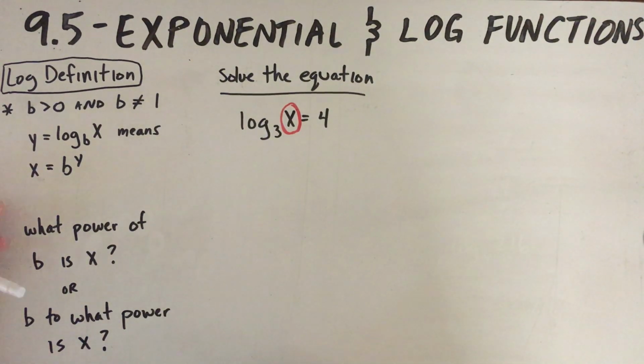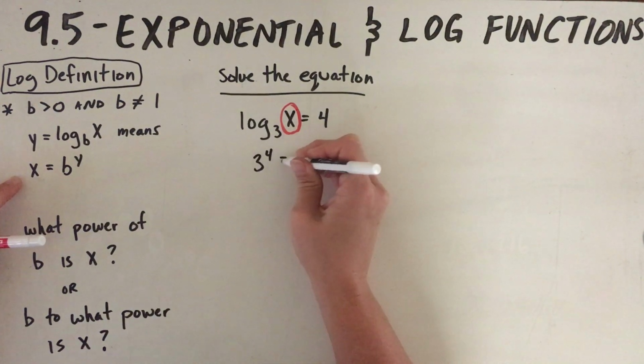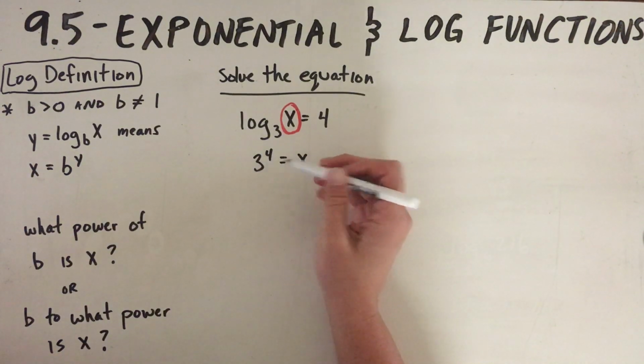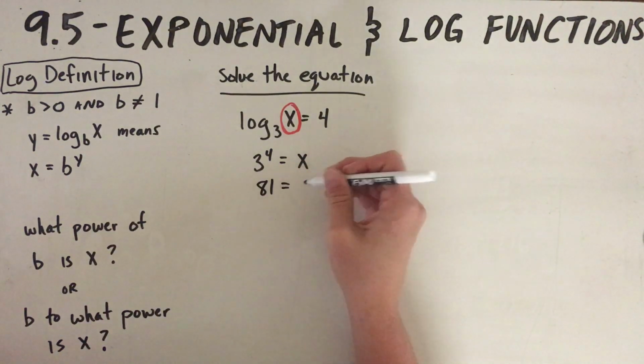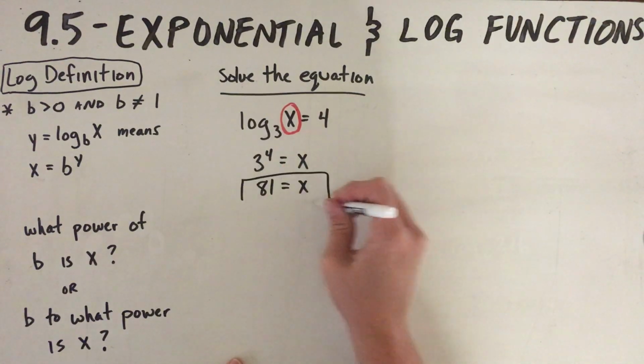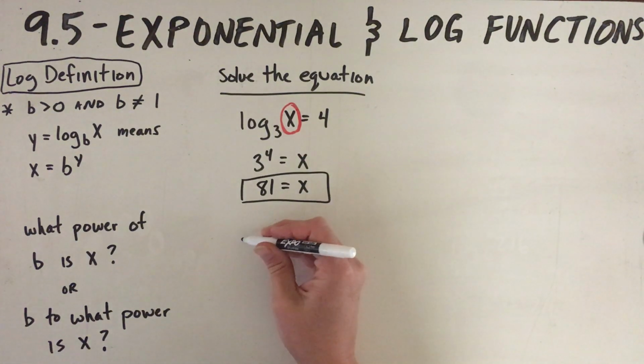Well, the easiest way to figure this out is to put it in exponent form and say 3 to the 4th is x. Okay, well, 3 times 3 times 3 times 3 is 81. So the value for x here is 81. Okay, so when I'm going to solve, I just want to put it in exponent form and solve from there.